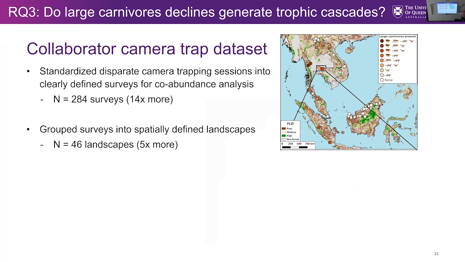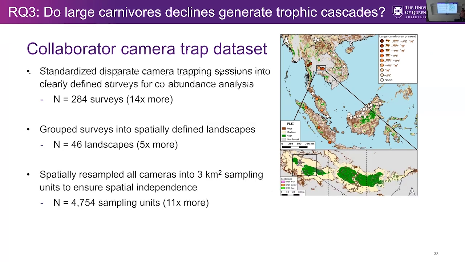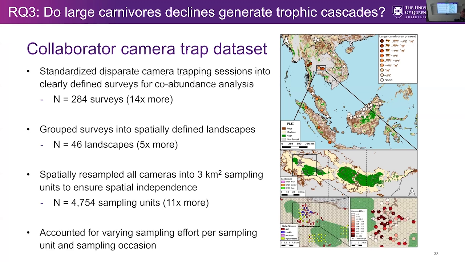And the points on the map here denote which large carnivore species are present in these landscapes. And then I resampled all those cameras into 3 square kilometer sampling units to ensure spatial independence, particularly because a lot of the different data collaborators based their cameras at different distances. And then I accounted for each data provider and variable sampling intensity through time within the detection formula of all these species abundance models.